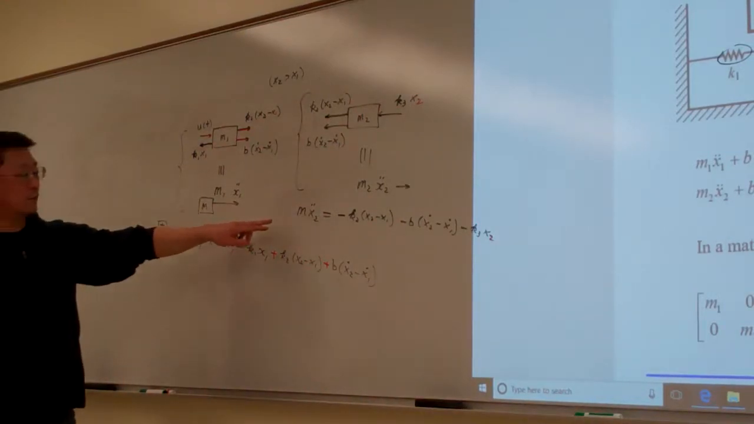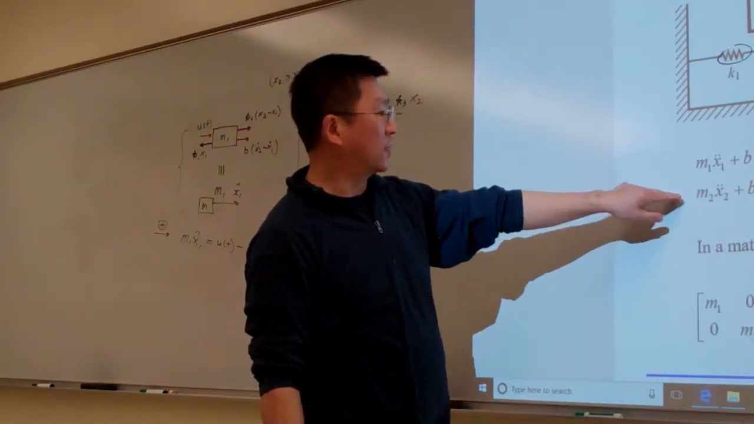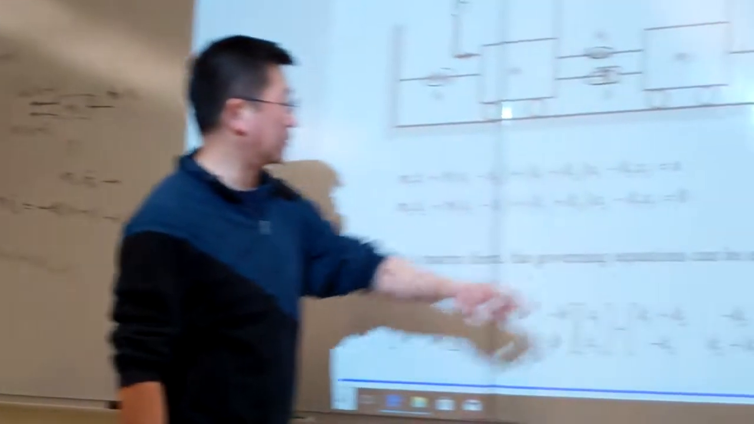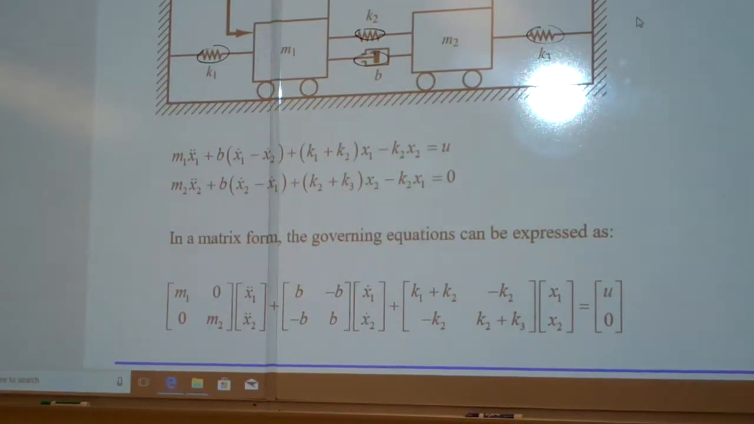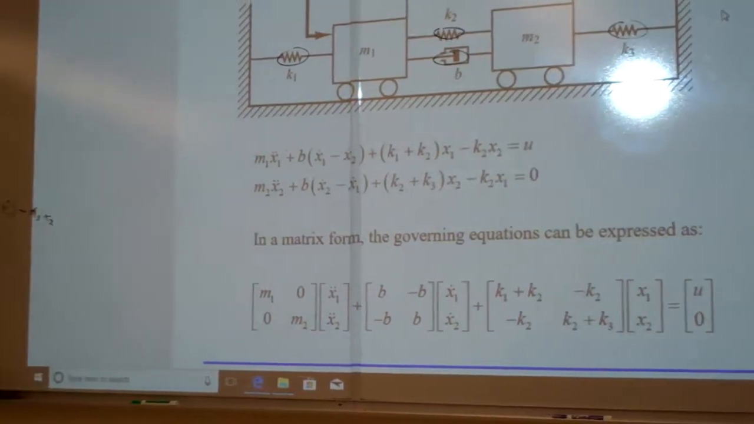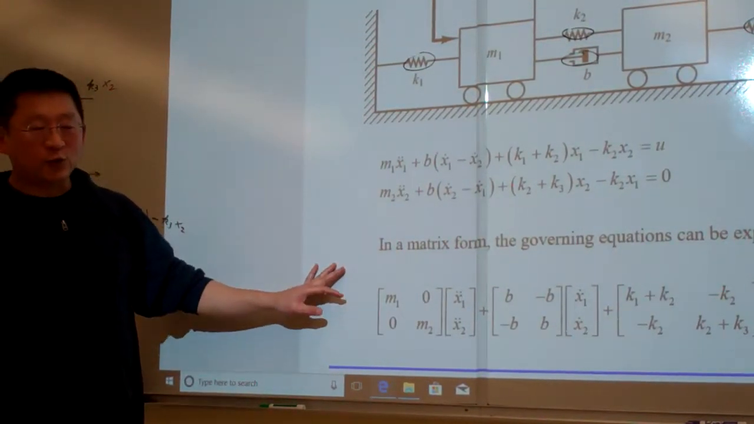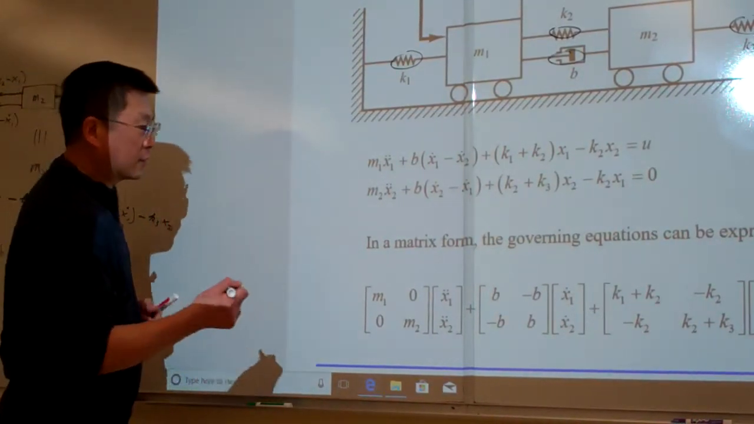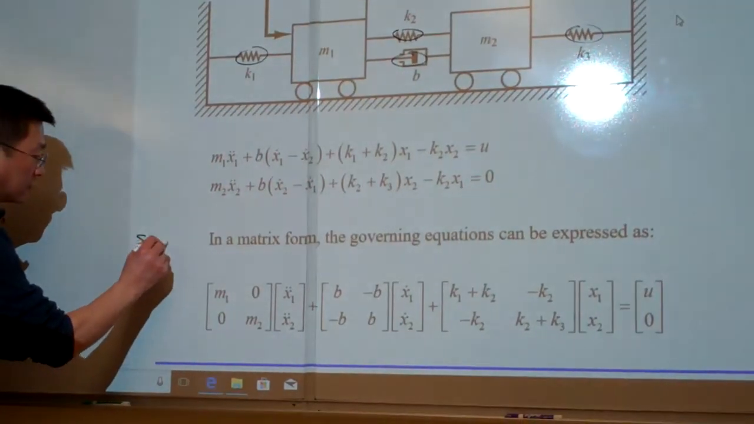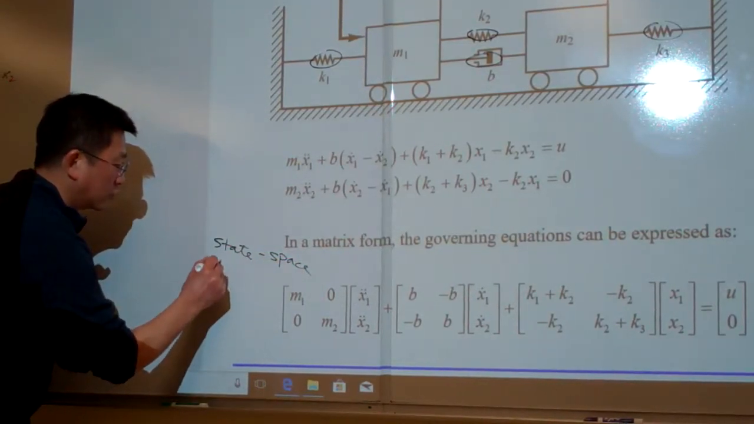Okay, so this one will become this one. Here you can see I have K3. Oh, that's okay. Yeah. Okay, so basically this equation will be equivalent to this one. And once we have the two equations, this semester I will not talk about the state space. This is called the state space representation.